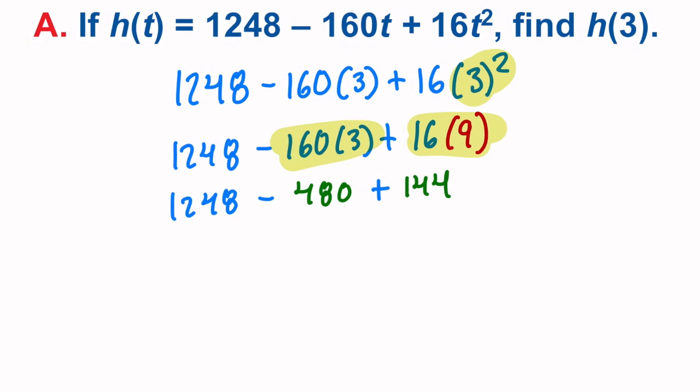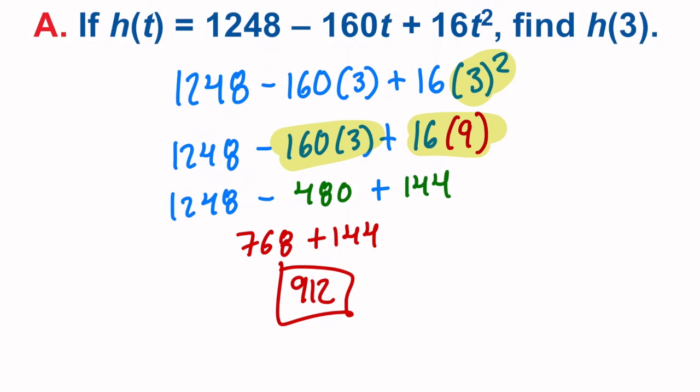Alright, and now we're just going to follow PEMDAS again. When you have addition and subtraction, you have to move from left to right. So first I'm going to do 1248 minus 480. When I subtract those two numbers, I should get 768. And we add the 144. So now when we add those two numbers, 768 plus 144, we should get our final answer, which is 912. And that's it. When you plug 3 into the nonlinear function, we get 912, and that's all you do for this problem.